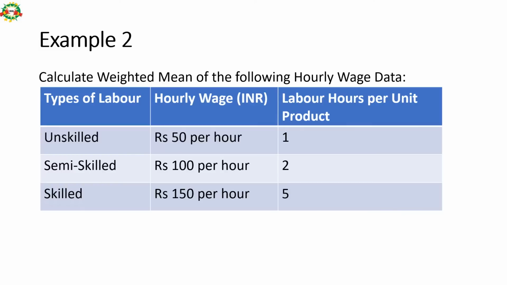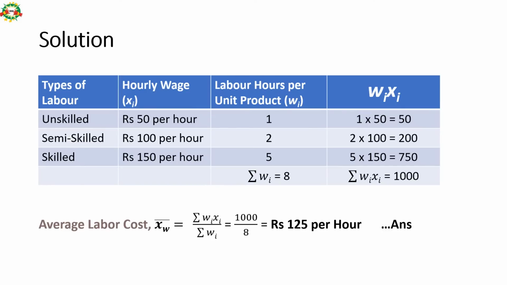So if we have labor hours per unit product, 1 hour here, 2 hours here, and 5 hours here, let us calculate the weighted mean of this data. Here is the solution. For the first category of labor, unskilled labor, xi is the hourly wage, 50 rupees per hour, and the number of hours per unit product, which is wi, is 1.